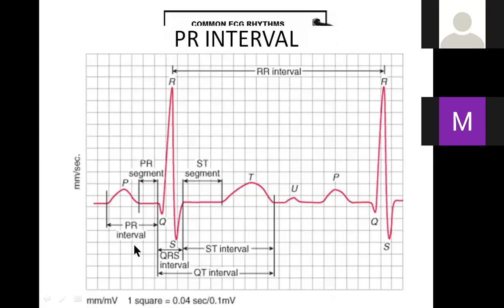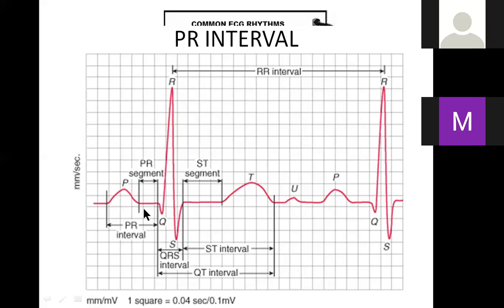Okay. The next point is our PR interval, and the PR interval is 2.5, five small boxes or one large box. If the PR interval is more than one large box... 0.12 second to 0.2 seconds is the normal range. If it is more than 0.2 seconds, this is a prolonged PR interval, first degree heart block. And if it is shorter than 0.12 seconds, this is a short PR interval. This occurs in WPW syndrome.